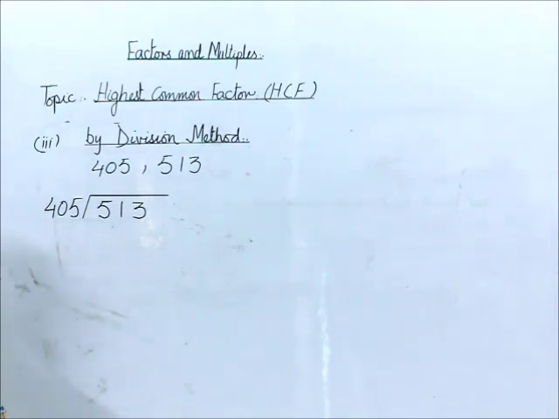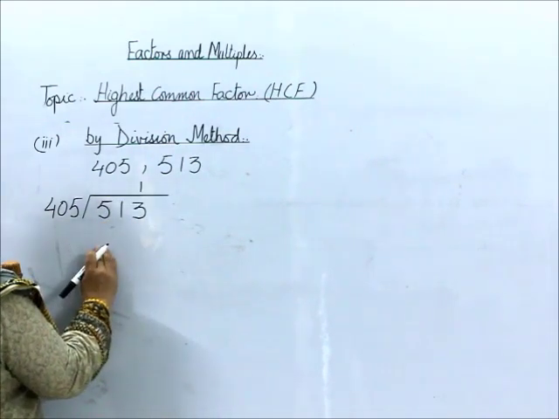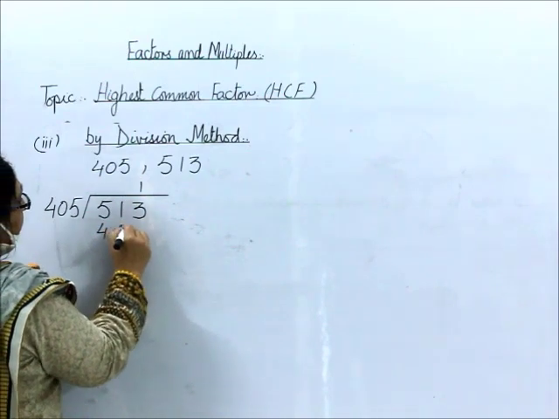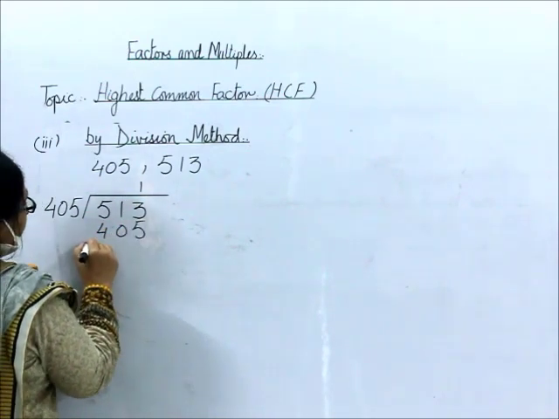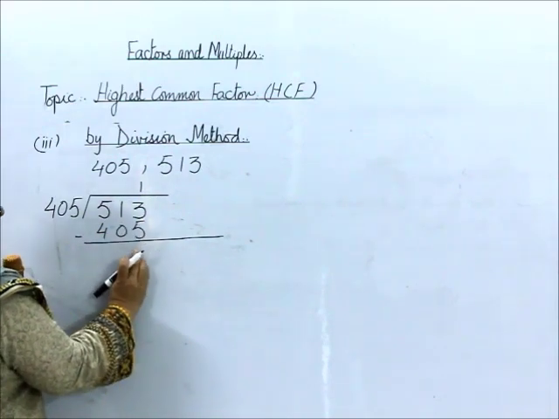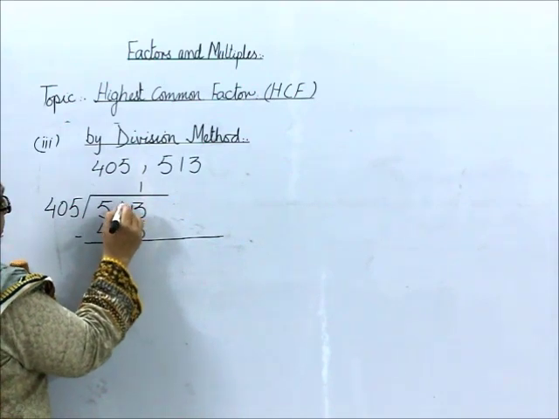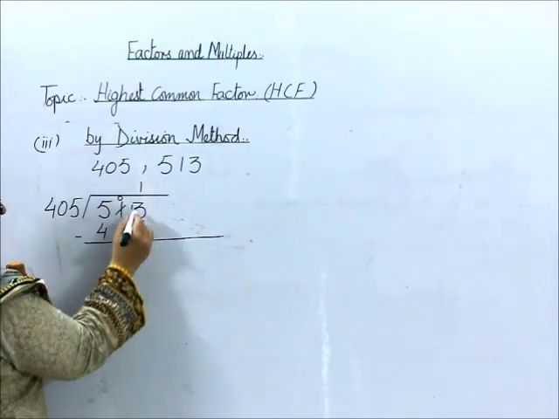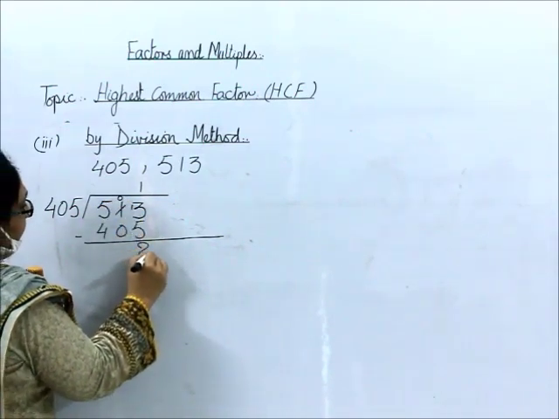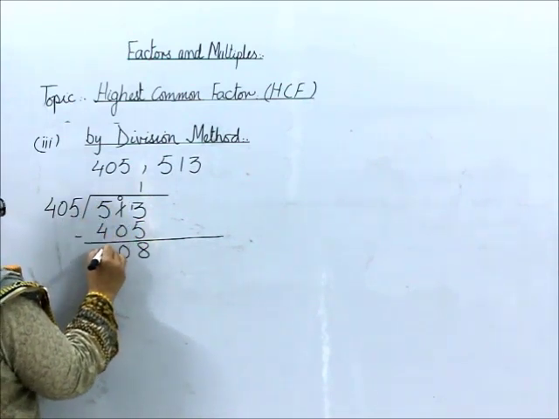Now we have to guess how many 405s are there in 513. Of course, 1. So 405, 1 times 405. Now we will subtract. We cannot subtract 5 from 3, so we will borrow 1 and make it 13. 0 is left over here. 13 minus 5 is 8. 0 minus 0 is 0. 5 minus 4 is 1.